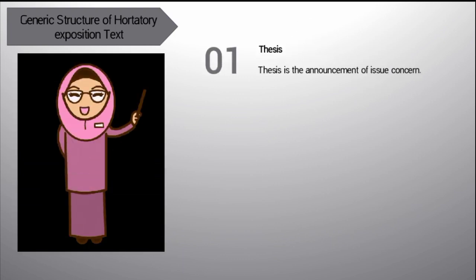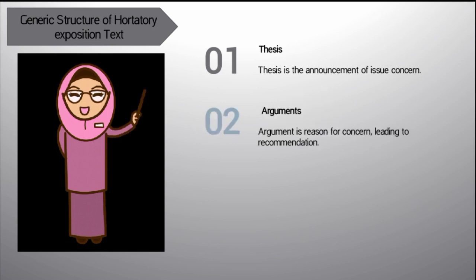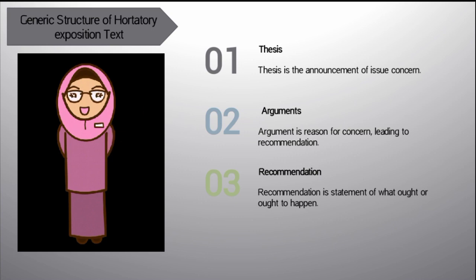Generic structure of hortatory exposition text. First, thesis. Thesis is the announcement of the issue of concern. Second, arguments. Arguments are reasons for concern, leading to the recommendation. Third, recommendation. Recommendation is a statement of what ought or ought not to happen.